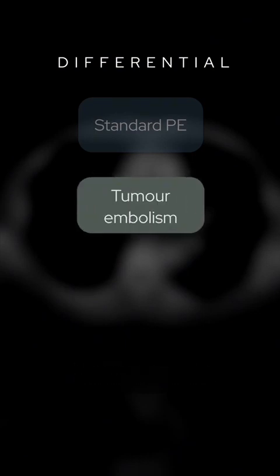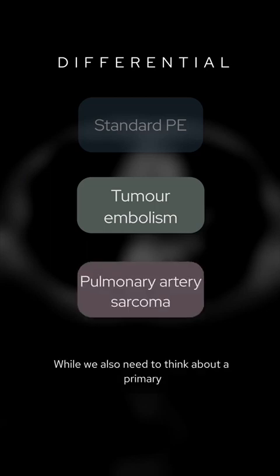We would expect thrombus, which we'd see with chronic thromboembolic disease, to be non-avid on PET CT. The avidity here now raises the possibility of pulmonary artery tumour embolism. Usually we see this if there is another known tumour, and it has been described with atrial myxoma, renal cell carcinomas and osteosarcoma, whilst we also need to think about a primary pulmonary artery sarcoma.